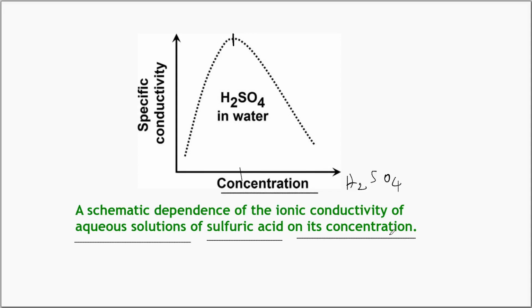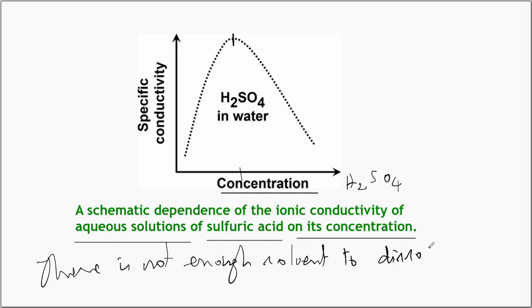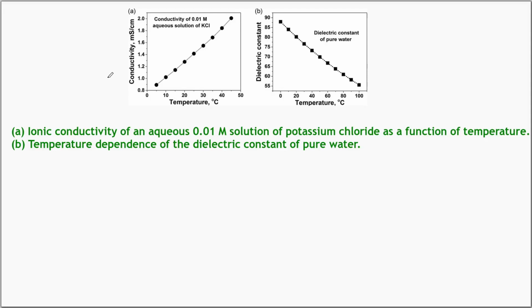Because there is not enough solvent to make all the molecules dissociate fully. So there is not enough solvent to dissociate all the molecules. Therefore, the number of ions responsible for the conductivity and the conductivity itself decreases. The conductivity of liquid electrolytes often increases with the increase of temperature.